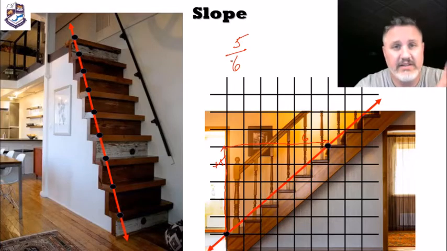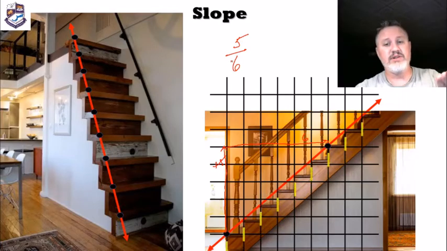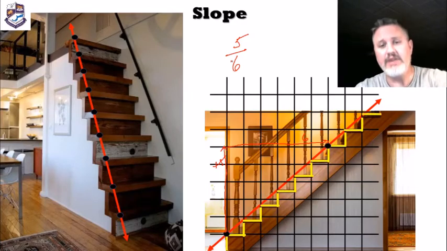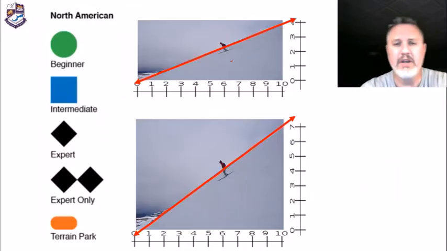And think, to climb steps with your foot, what do you need to do? You need to lift your foot or rise with your foot and then run with your foot. Some kids get those backwards. It's rising over running.